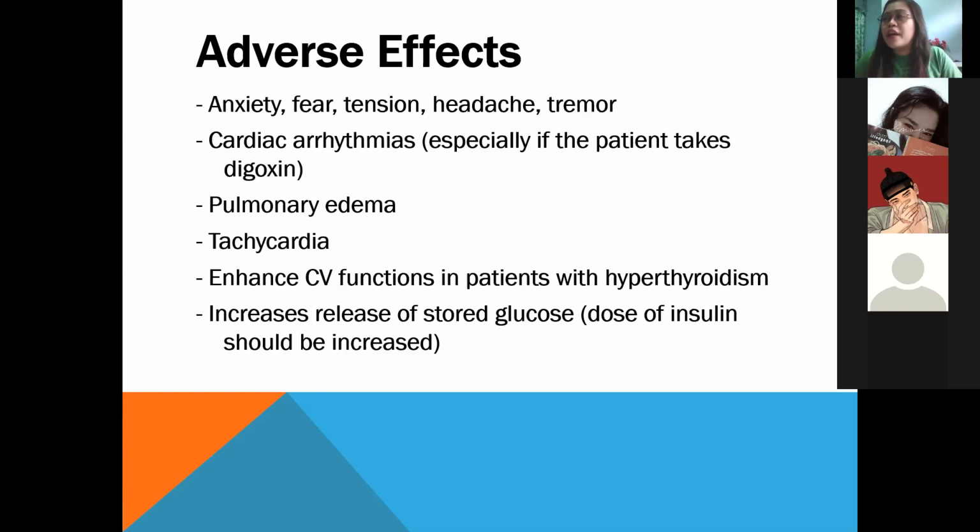So, di ba, our normal heart rate is 60 to 100 beats per minute. Again, 60 to 100 beats per minute. But the problem is, pag nihatag kag epinephrine mo, sobra man good siya kasi it will increase. So, pag sobra na, it's called tachycardia. It's one example of an arrhythmia. And then, it can cause pulmonary edema.